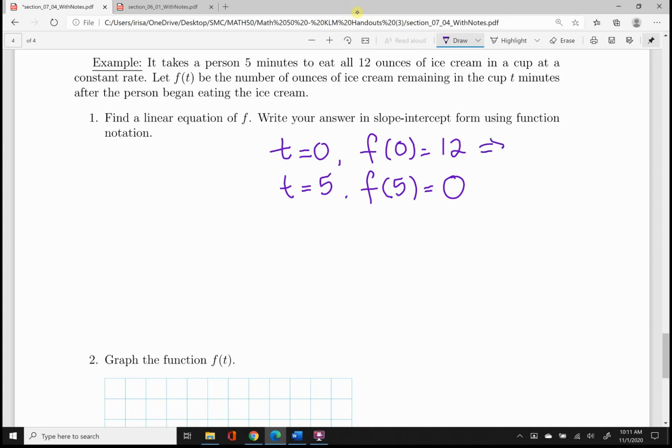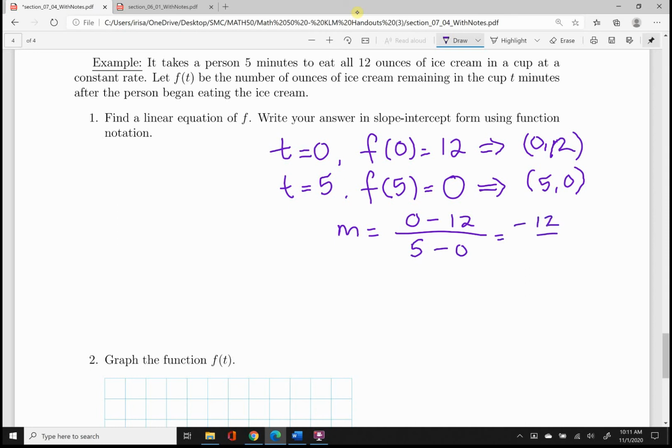So this is the ordered pair 0, 12, and this is another ordered pair, 5, 0. Okay, we can use these two ordered pairs to calculate the slope, guys. Watch this. So that means that m, the slope, equals, let's let this one be x1, y1, that's x2, y2, so that should be 0 minus 12, and 5 minus 0 in the denominator, so that'll be negative 12 over 5, or, you know, negative 12 fifths.